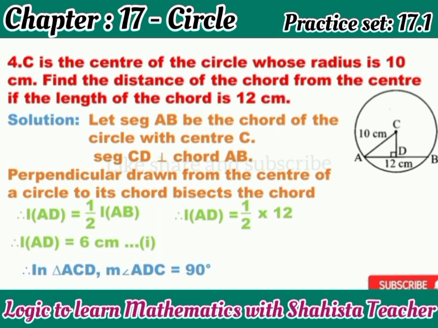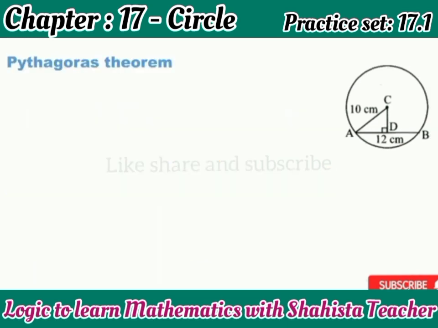Now in triangle ACD, measure of angle ADC is equal to 90 degree. Now here we are applying Pythagoras theorem. So same circle we will draw here, and we will write AC square is equal to CD square plus AD square. Okay, so Pythagoras theorem we will write here. So AC square is equal to CD square plus AD square, or AD square plus CD square.